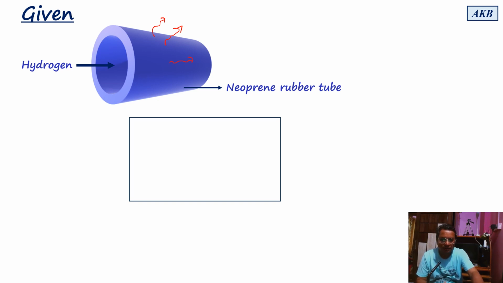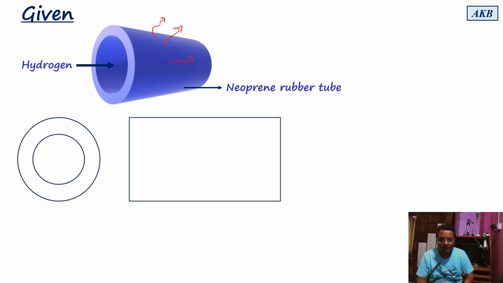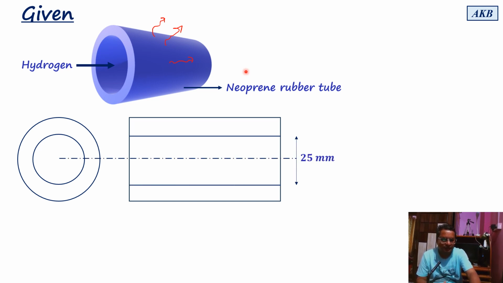Okay. So we will represent it in a different diagram. On this side, you have the front view of the pipe. So you have the inner diameter, you have the outer diameter, and this is the side view of the pipe. So you have some length, and you have the inner diameter. Inner diameter is given to us as 25 mm. Outer diameter is given to us as 50 mm.